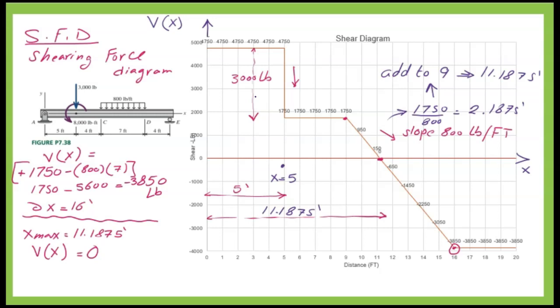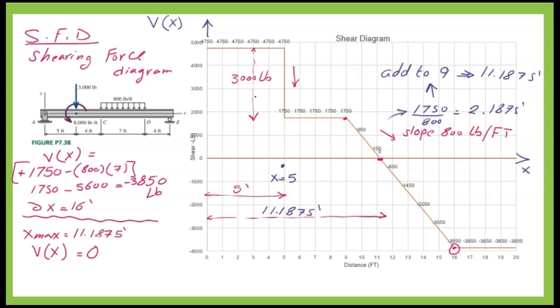So in order to get the point where the shear equals 0, we can divide 1,750 by 800. We get 2.1875. Since this is added to the value at x equal to 9, we get 11.1875 feet. This is the distance of the point of 0 shear from the 0 axis.